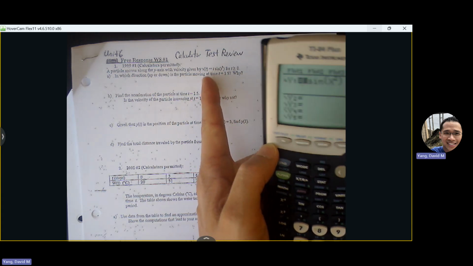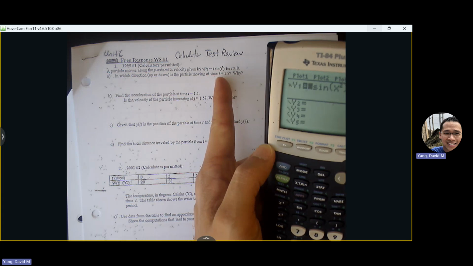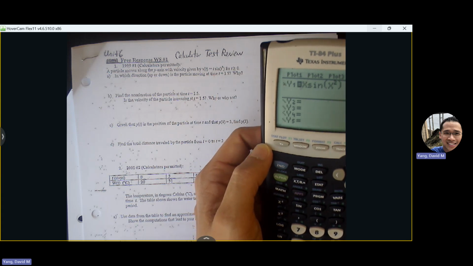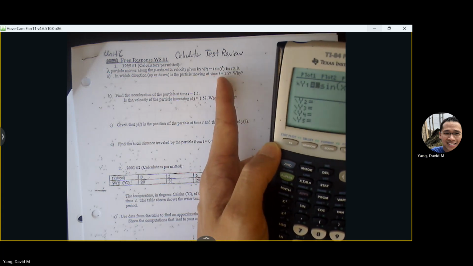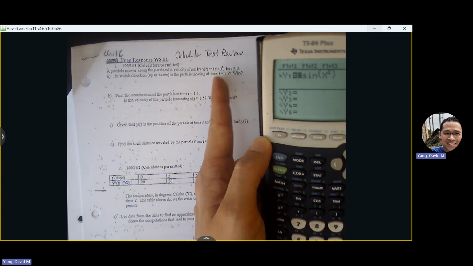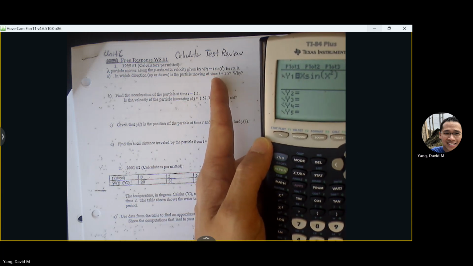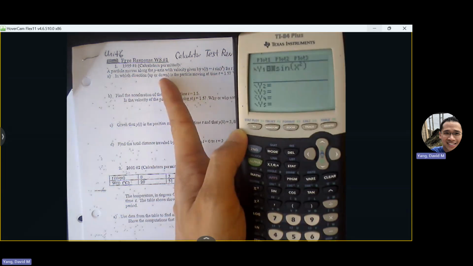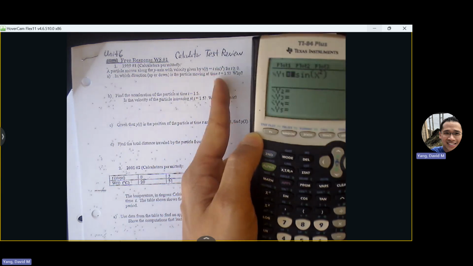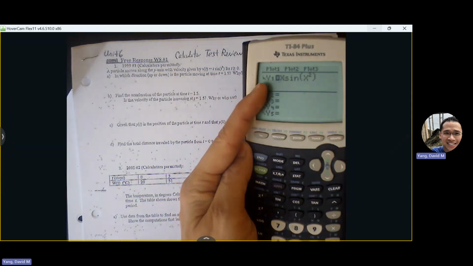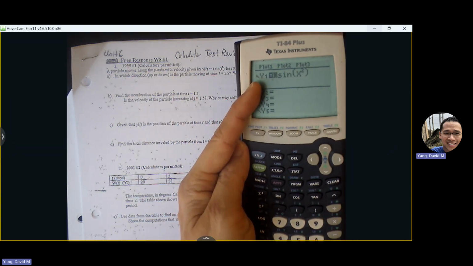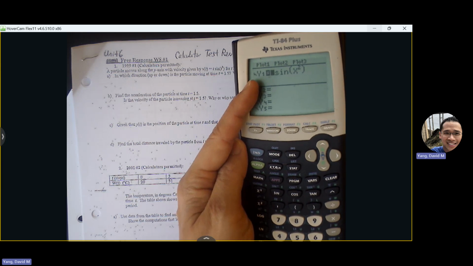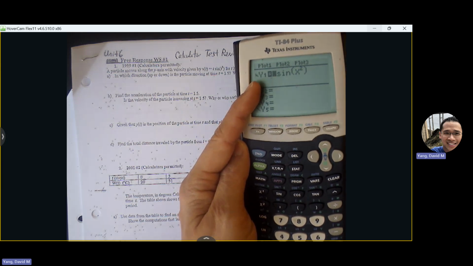Now, part A says, in which direction is the particle moving at time t equals 1.5? Can we use the velocity function for this, if we're trying to figure out the direction of motion? Yes. If I plug 1.5 into my velocity function and get a positive, that means it's positive velocity. If it's negative, that means it's negative velocity.